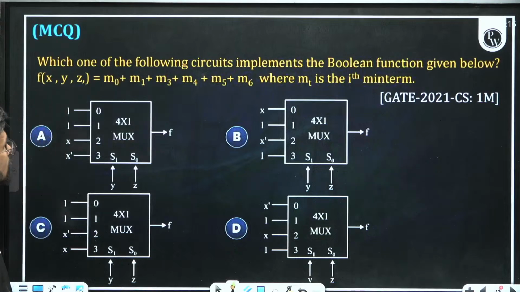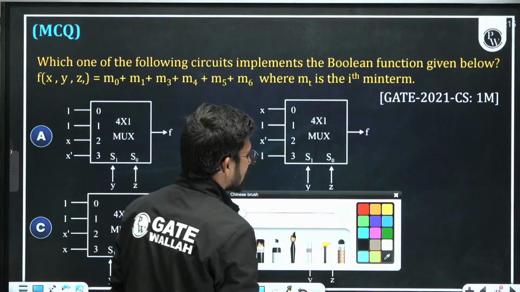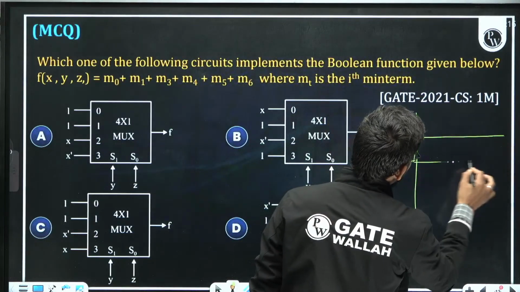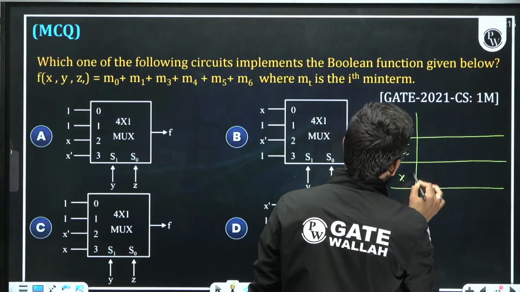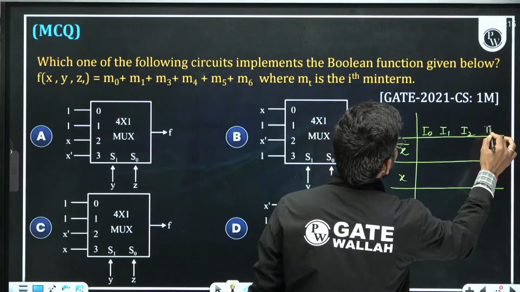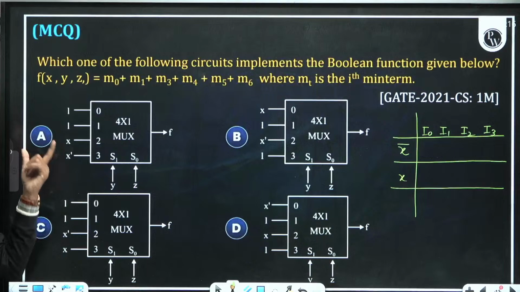Which one of the following circuits implements the Boolean function given below? So they have taken YZ at the select line. So this is a 3 variable function. If YZ is at the select line, then definitely X will be on the input side. X can come in the form of X bar or X. So let us find out the values of I0, I1, I2 and I3. X, Y, Z will have a total of 8 terms from 0 to 7.